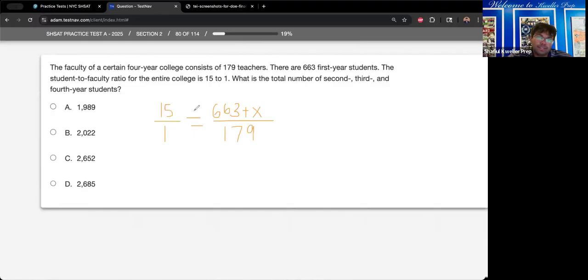Here we just solve for x. Use cross multiplication. 15 times 179 is equal to 1 times 663 plus x, which is just 663 plus x. 15 times 179 is 2,685. And then it's equal to 663 plus x. And then x is equal to 2,685 minus 663, which is 2,022. So the answer should just be B.